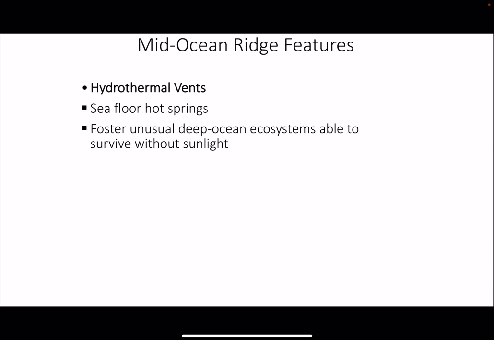The other super, super cool feature of the mid-ocean ridge is hydrothermal vents. I posted a short 3-minute video about hydrothermal vents that you guys should watch. It's actual footage from a vent. They're really cool, super deep seafloor hot springs. They have a completely unique ecosystem that survives without sunlight, which scientists for the longest time thought was completely impossible. But it turns out it's true, and it's happening all over the seafloor.